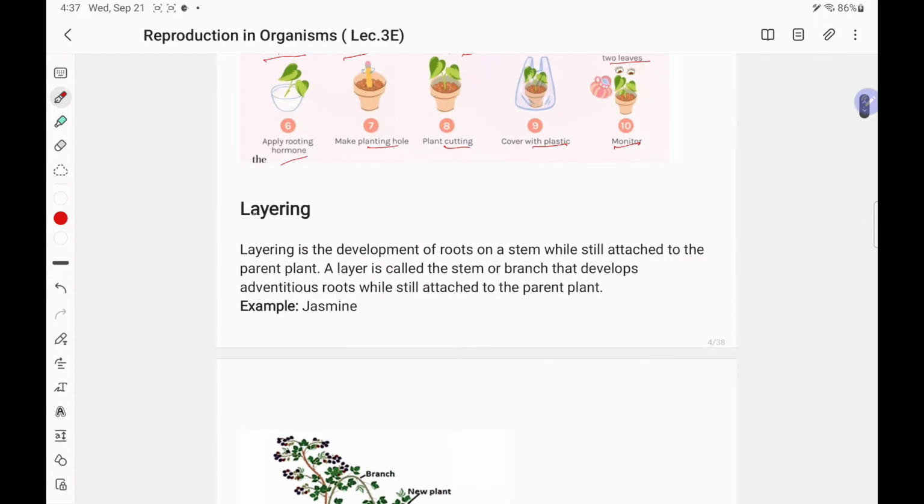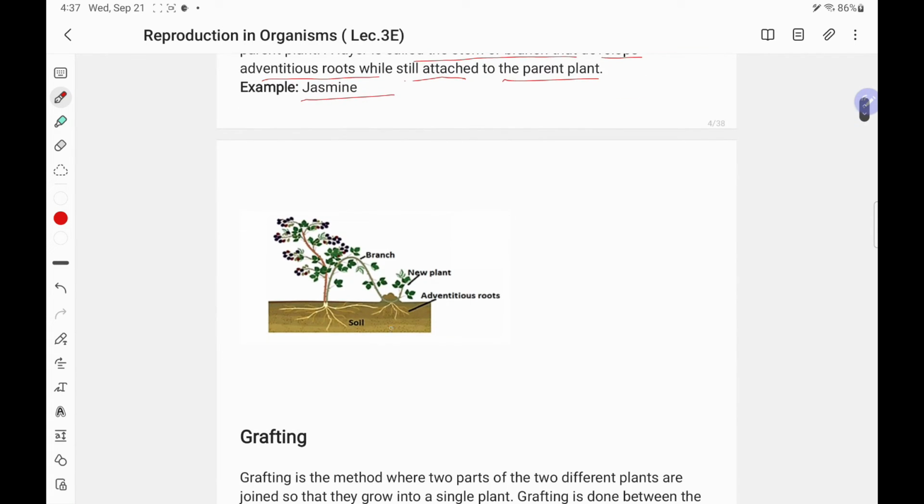Layering. The next method is layering. Layering is the development of roots on a stem while it is still attached to the parent plant. A layer is a stem or branch that develops adventitious roots while still attached to the parent plant. In this example, you can see a jasmine plant.